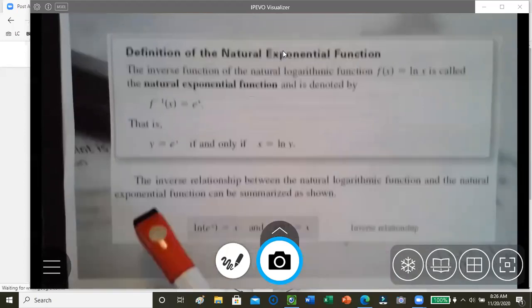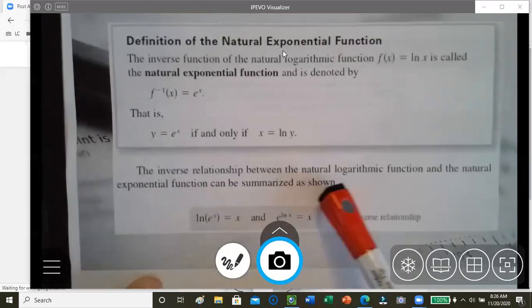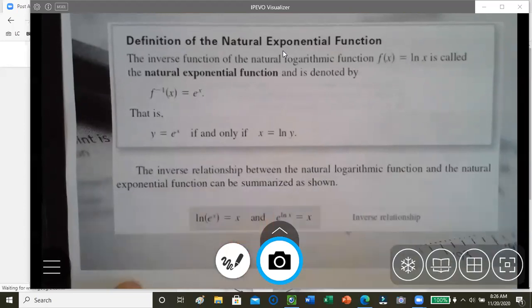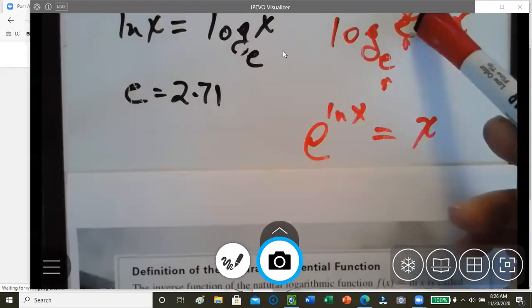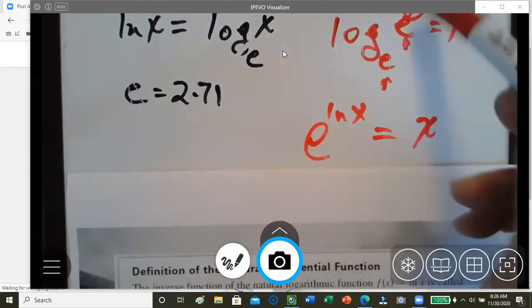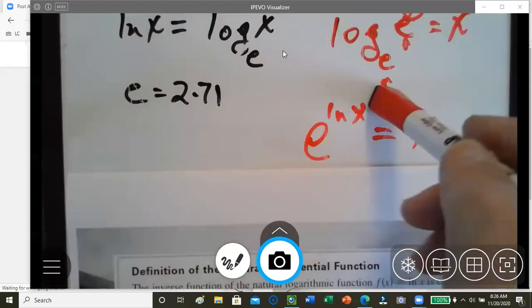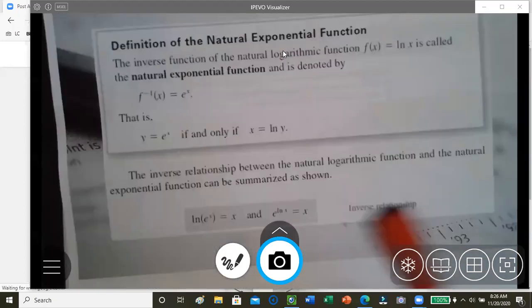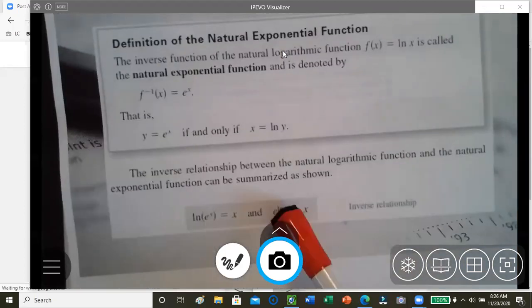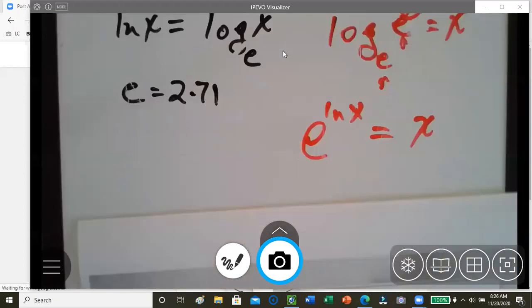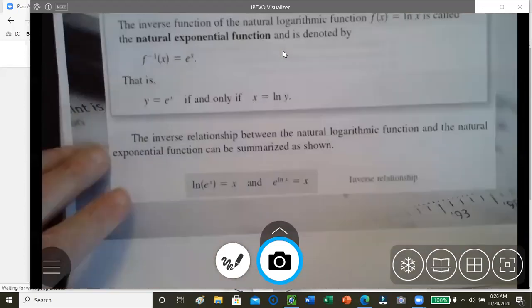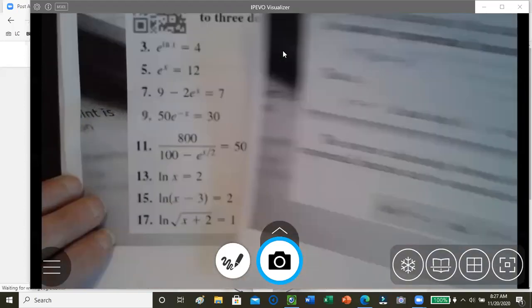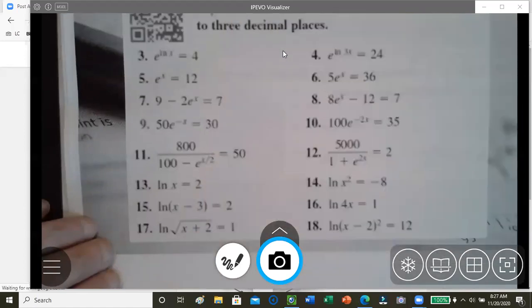Working with properties of logarithms. All right, the inverse relationship between the natural logarithmic function and the natural exponential function can be summarized. Natural log e to the x is nothing more than e to the x base e. The e's cancel because they're inverses, and you just get x. Okay, and e to the natural log x is x, and that's what I did here. Okay. All right, any questions with that? So this establishes that log and natural log are inverses of each other.